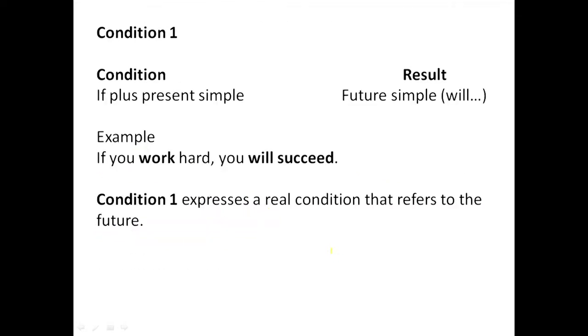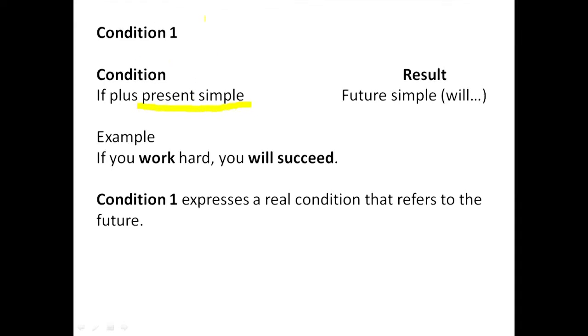We proceed. Condition 1. The formula for condition 1. Under the if aspect, we have to have what? Present simple or present tense. Under the consequent clause or result clause, we have to have what? The future simple, which is what? The will. The will with any base form verb. We require the will with any base form verb. Okay? The formula is, of course, very, very important.